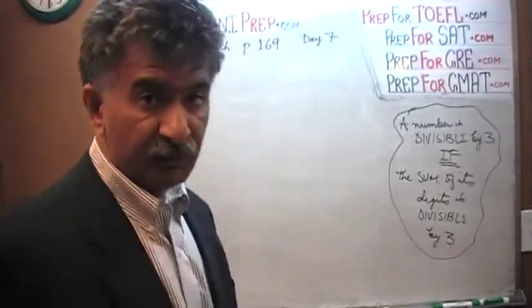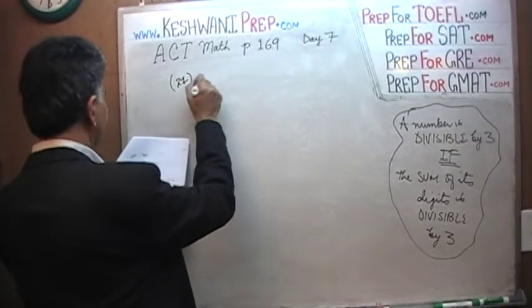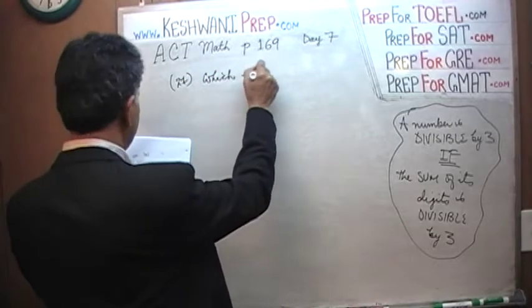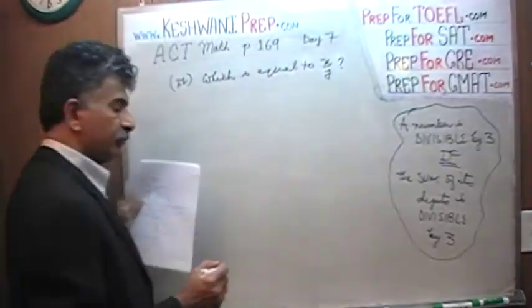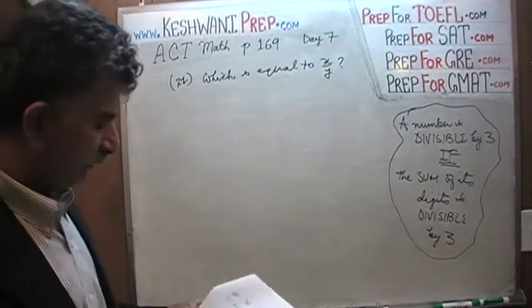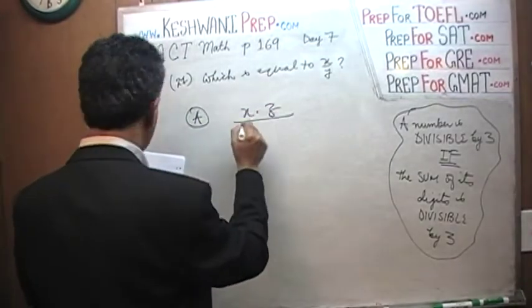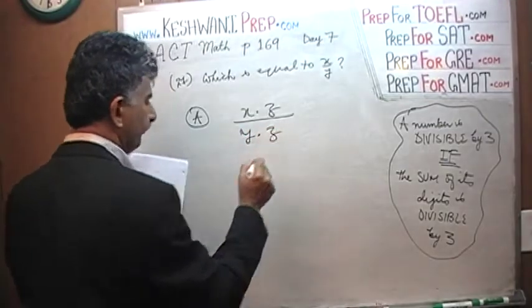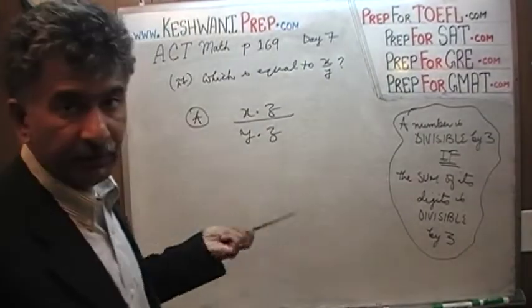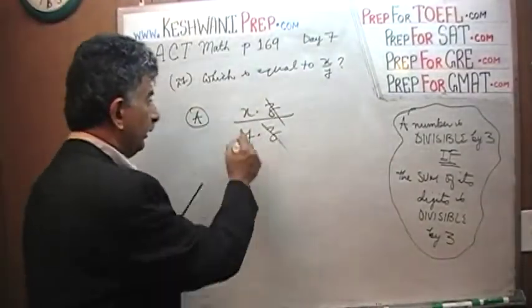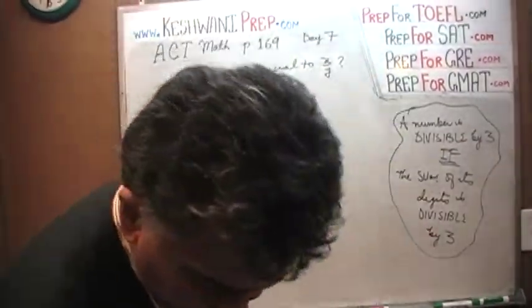Let's take a look at the very first problem. It is actually a very silly problem. Number 21, they're simply asking which quantity is equal to x over y. Answer choice A says x times z over y times z. If you divide top and bottom by z, we get rid of the z, and there we go, it is x over y. The answer is A. As I said, it's very silly. Let's do the next one, shall we?